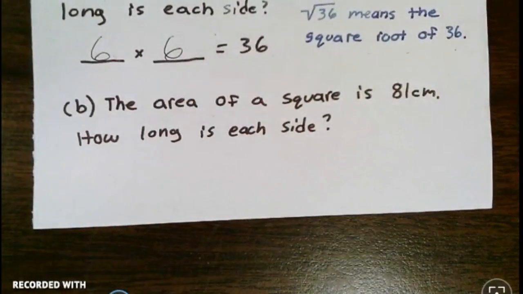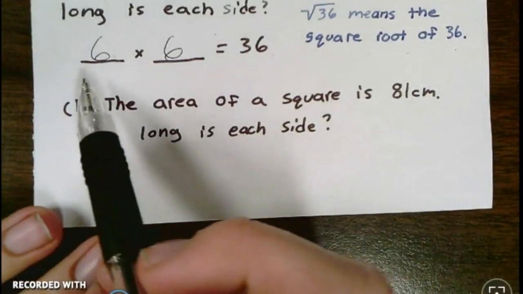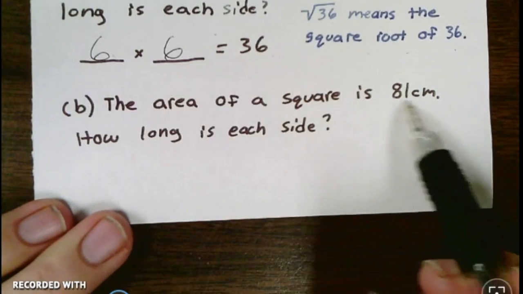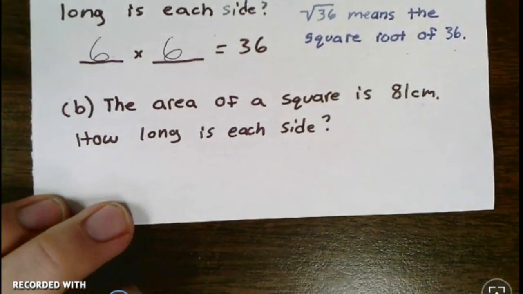All right, the area of a square is 81 centimeters. How long is each side? I want you to do this one. Follow the same steps here to figure out what it is.